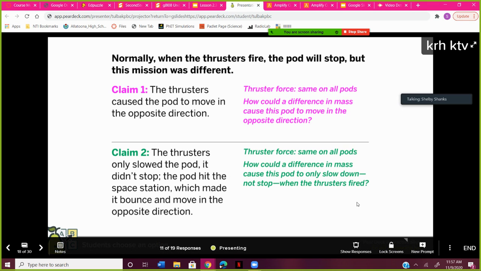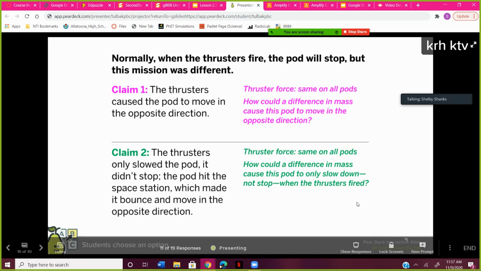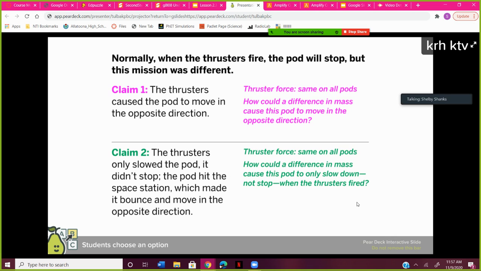All right, I need a few more people. Make sure you're answering this question. Think about whether claim 1 is going to have more or less mass in the pod, and whether claim 2 is going to have more or less mass in the pod, if the thrusters are firing in the same way that they always do.